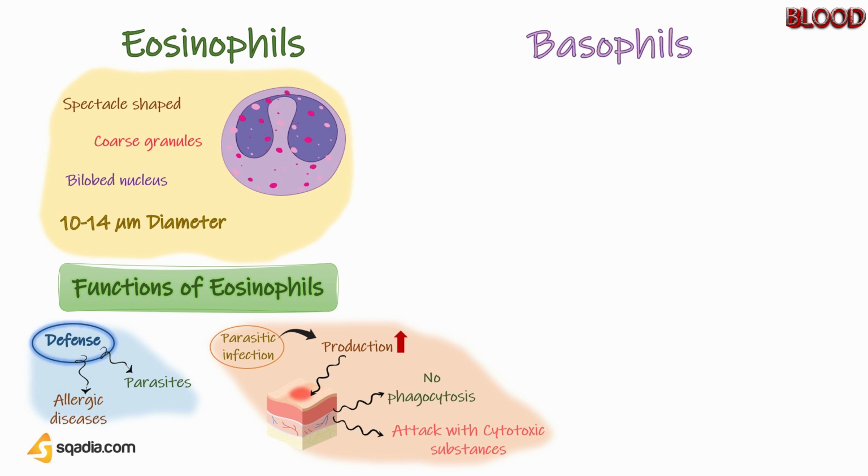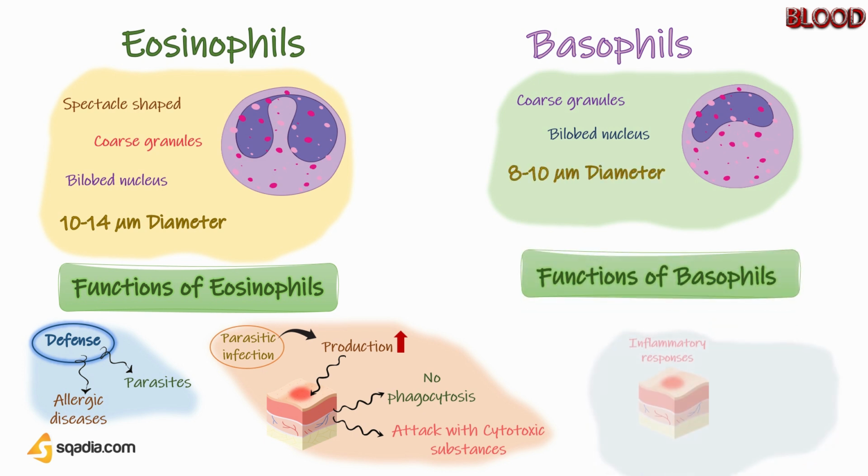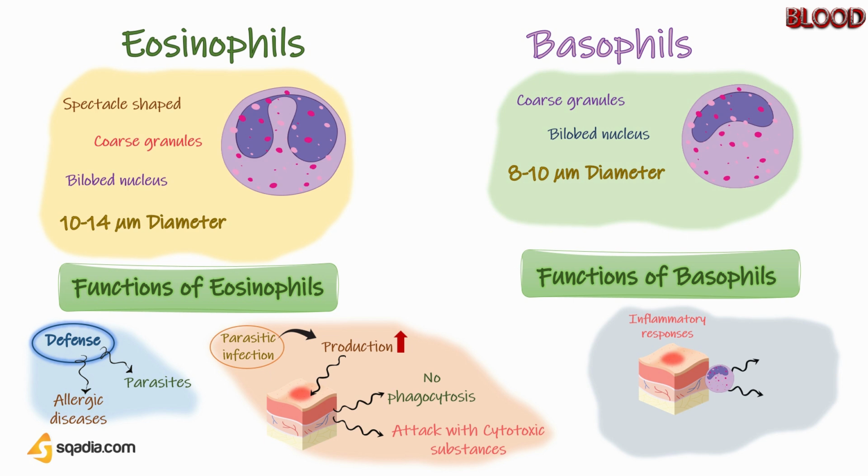Next granulocyte are basophils that also have coarse granules in the cytoplasm. Nucleus is bilobed. Diameter of the cell is 8 to 10 micrometer. Basophils release histamine and heparin as part of the inflammatory response and are similar to tissue mast cells. Now let's have a look at agranulocytes. That includes monocytes and lymphocytes.